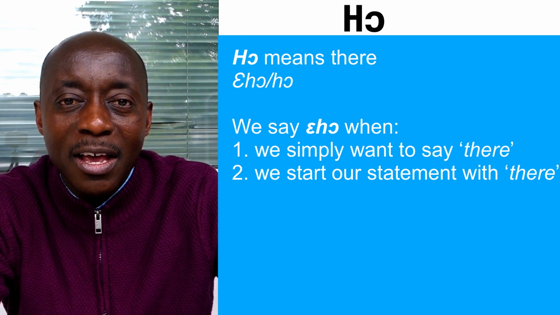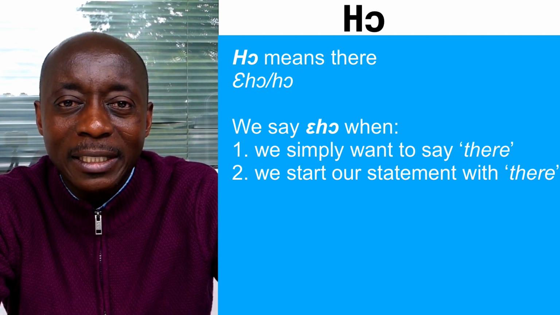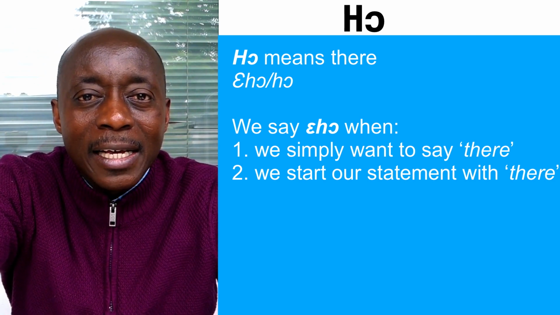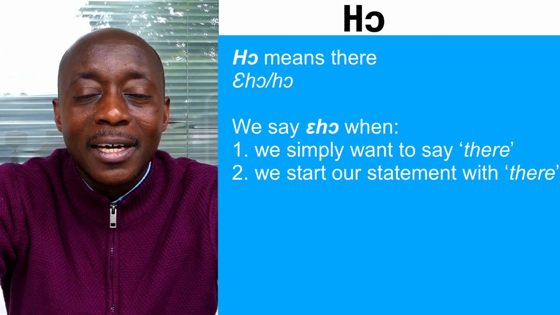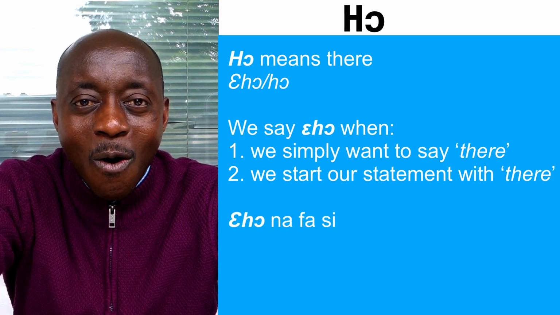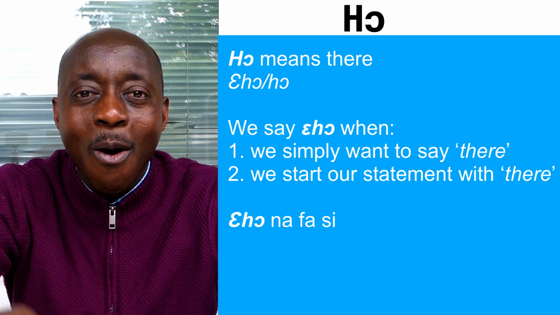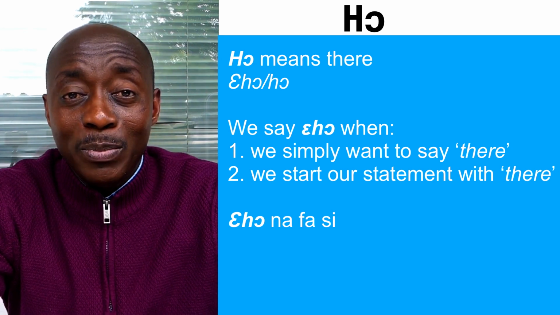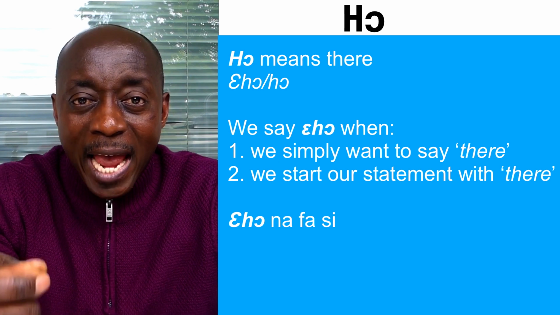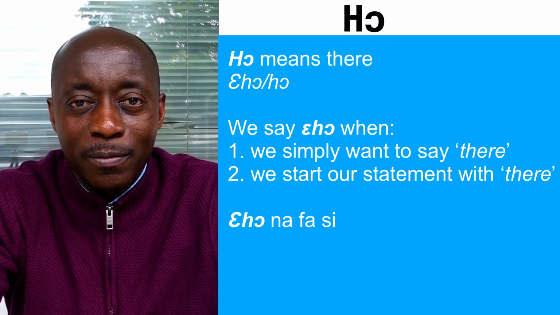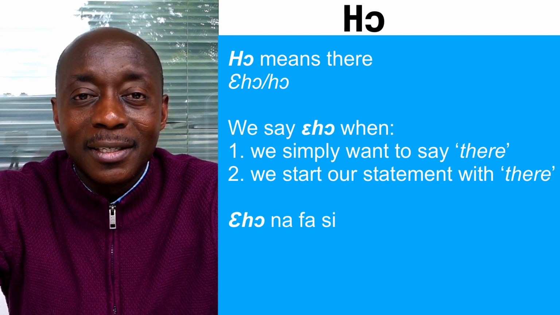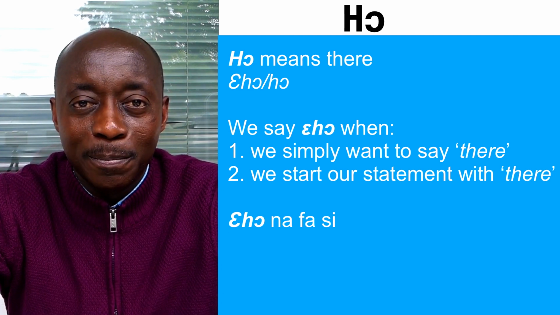Secondly, we use eho when we start or begin our statement with the word there. For instance, if you are asking, where should I put it? And then you point to some place, is it here that I should put it? I can then say, eho na fesi. So when you begin your sentence or your statement with there, then you have to use eho. And when you simply want to say there, that one too, you have to use eho.